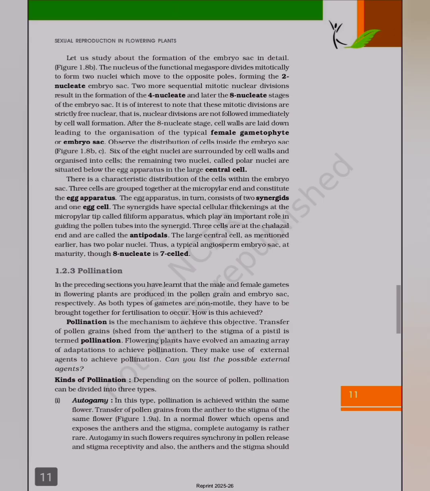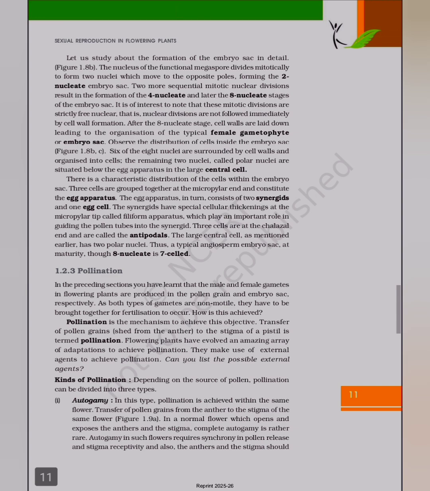Observe the distribution of cells inside the embryo sac. 6 of the 8 nuclei are surrounded by cell walls and organized into cells. The remaining 2 nuclei, called polar nuclei, are situated below the egg apparatus in the large central cell. There is a characteristic distribution of the cells within the embryo sac. 3 cells are grouped together at the micropylar end and constitute the egg apparatus. The egg apparatus in turn consists of 2 synergids and 1 egg cell. The synergids have special cellular thickenings at the micropylar tip called filiform apparatus, which play an important role in guiding the pollen tubes into the synergid.